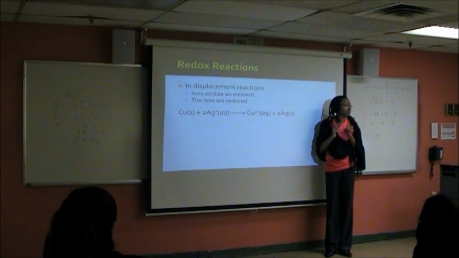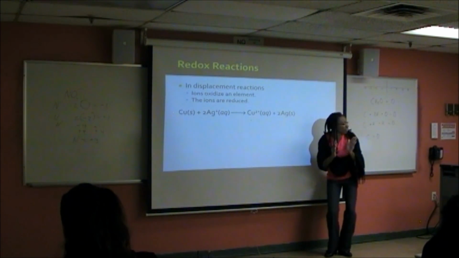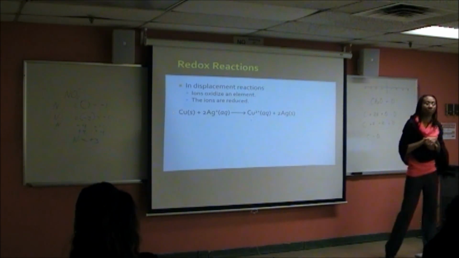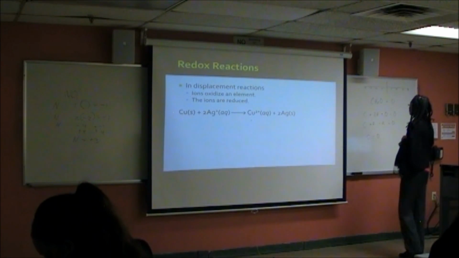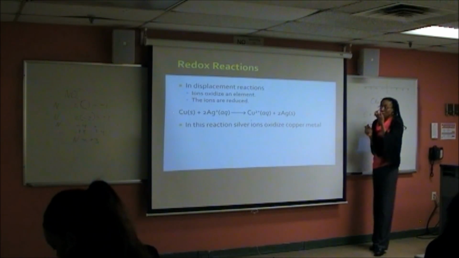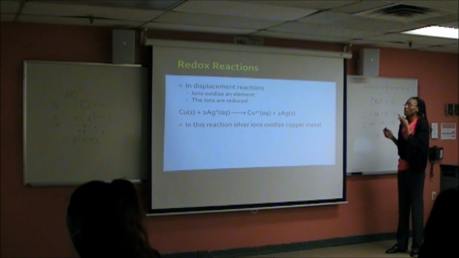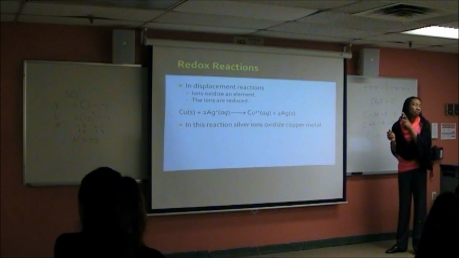Do you get that? So when you have no charge, you're straight? Yes, you're straight. So that 2+ charge means that you lost 2 electrons. Very good. So your silver ion has oxidized your copper metal.